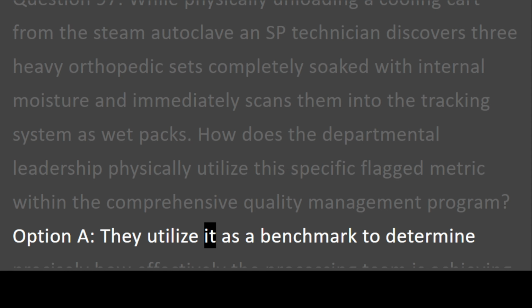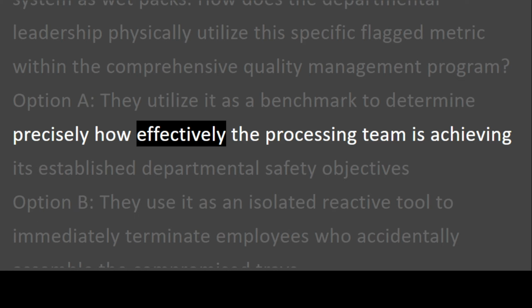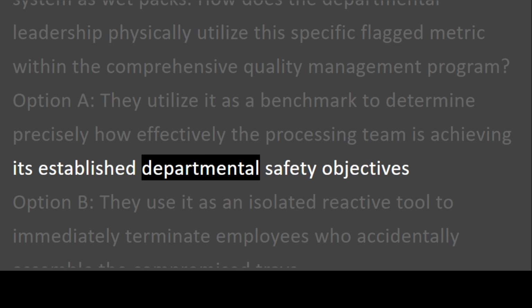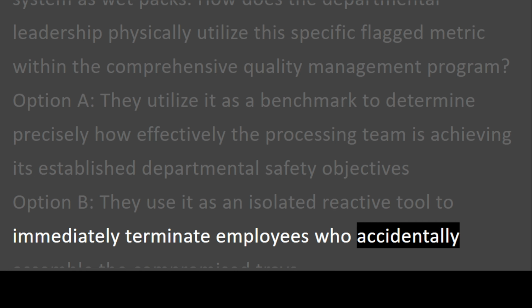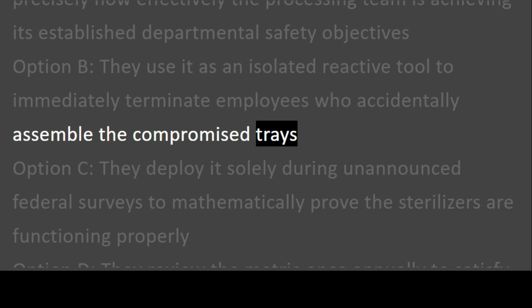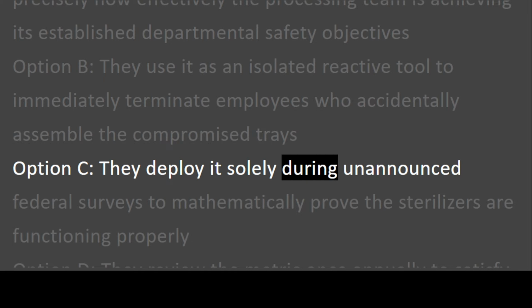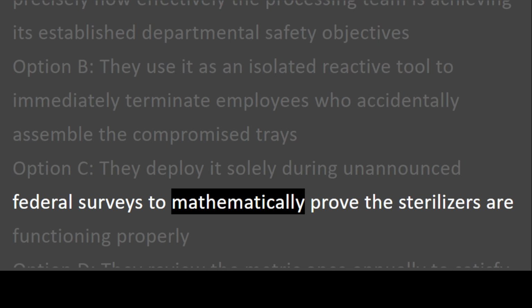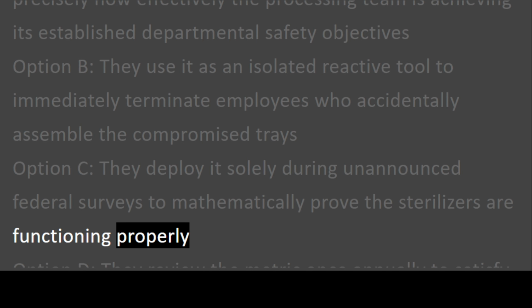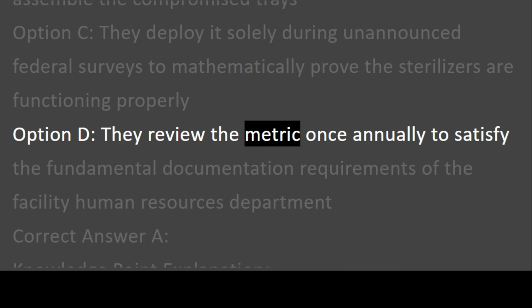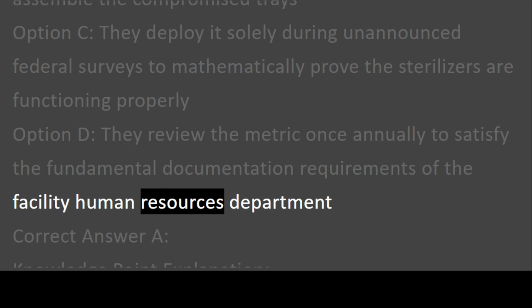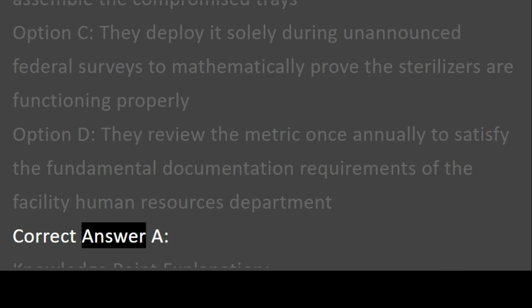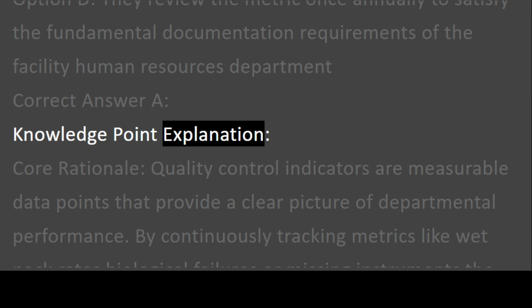Option A. They utilize it as a benchmark to determine precisely how effectively the processing team is achieving its established departmental safety objectives. Option B. They use it as an isolated reactive tool to immediately terminate employees who accidentally assemble the compromised trays. Option C. They deploy it solely during unannounced federal surveys to mathematically prove the sterilizers are functioning properly. Option D. They review the metric once annually to satisfy the fundamental documentation requirements of the facility human resources department. Correct answer A. Knowledge point explanation.